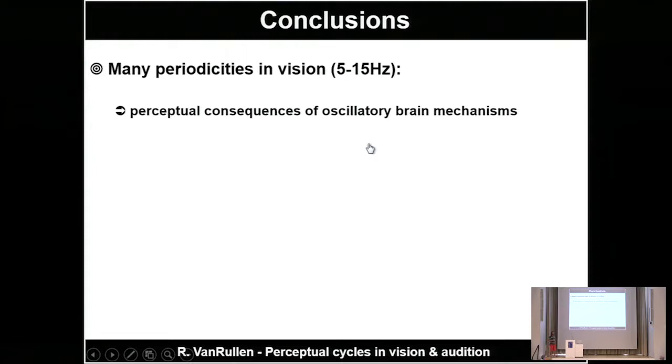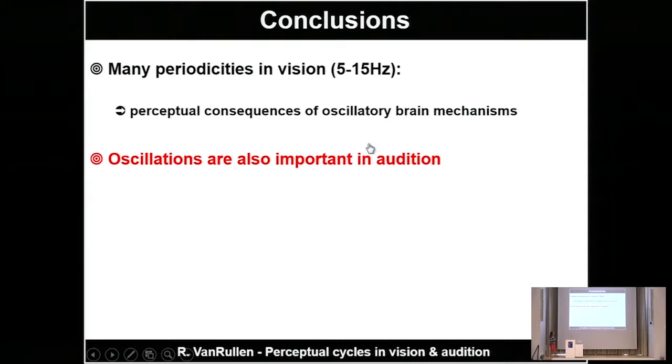And with the same logic, in audition, oscillations are known to be very important, and so we thought that we should easily find similar signatures of rhythmic sampling, but we had some initial trouble finding these signatures. And so we learned some things along the way.